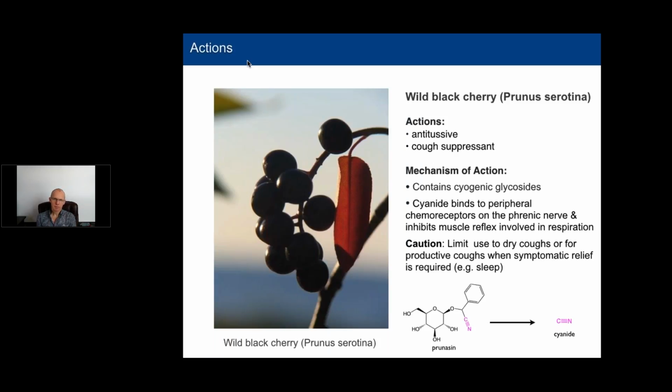Oh, actually, I forgot to put these slides in. As I mentioned, wild cherry bark contains cyanogenic glycosides. These are cyanide-containing phytochemicals that release cyanide in small amounts. As everyone knows, cyanide is very dangerous, but in small amounts, it inhibits a chemoreceptor in the phrenic nerve, and that suppresses the cough reflex. So if someone needs to sleep, or they're sitting in a classroom and have coughing fits they can't stop, you could use a herb like this for that action.